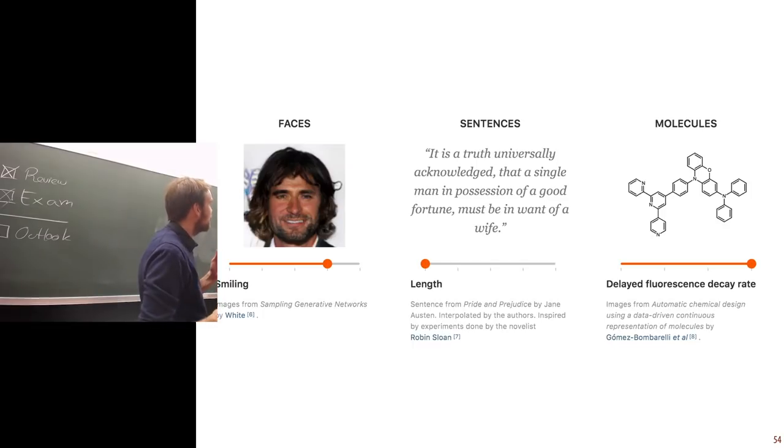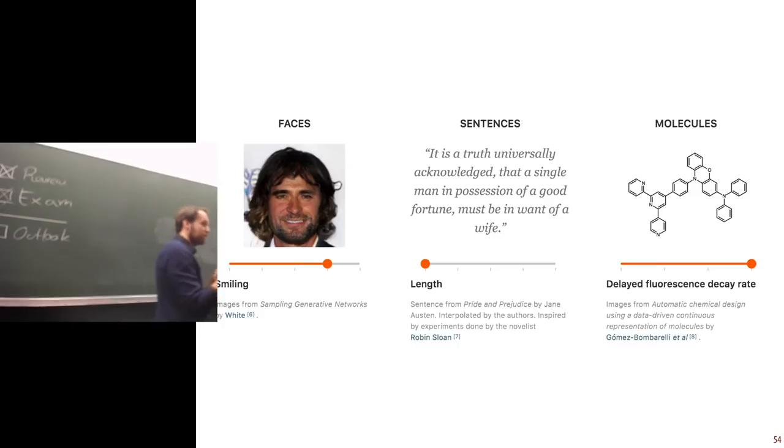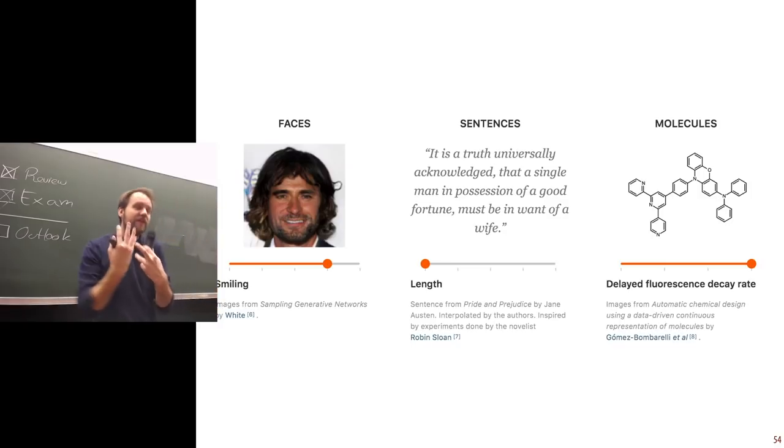These are just mock-ups, but you can make a given person smile, so you can manipulate photorealistic data in this way, or possibly you can look at language in this way, so you can find a long sentence or a short sentence that nevertheless express the same meaning, if you can lay out this latent space properly. And you can maybe even design molecules this way, where you start with some molecule and you want to keep certain properties the same and change other properties, like the delayed fluorescence decay rate, whatever that is. And you can hope to design molecules in this way.